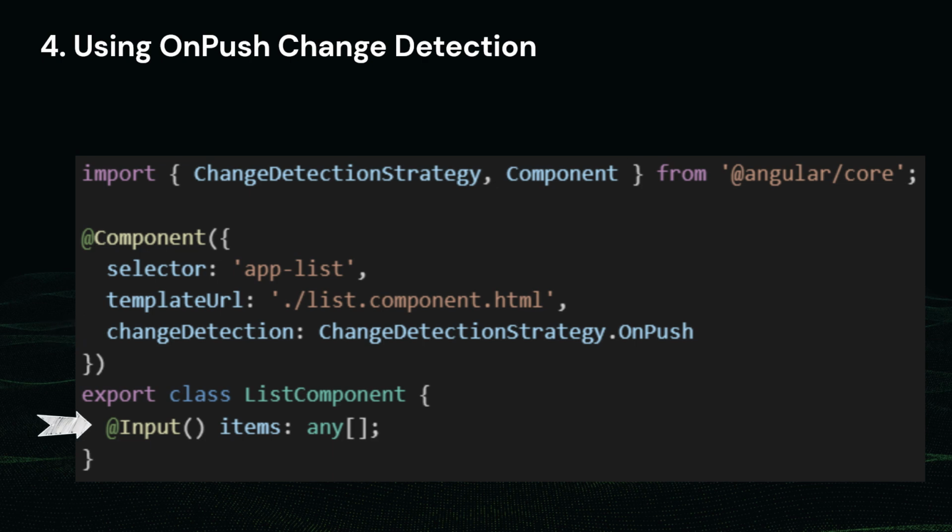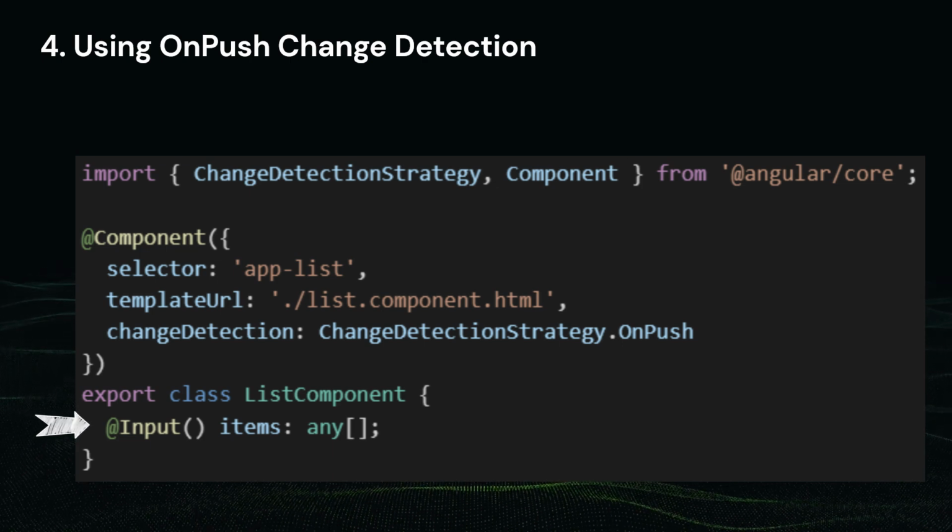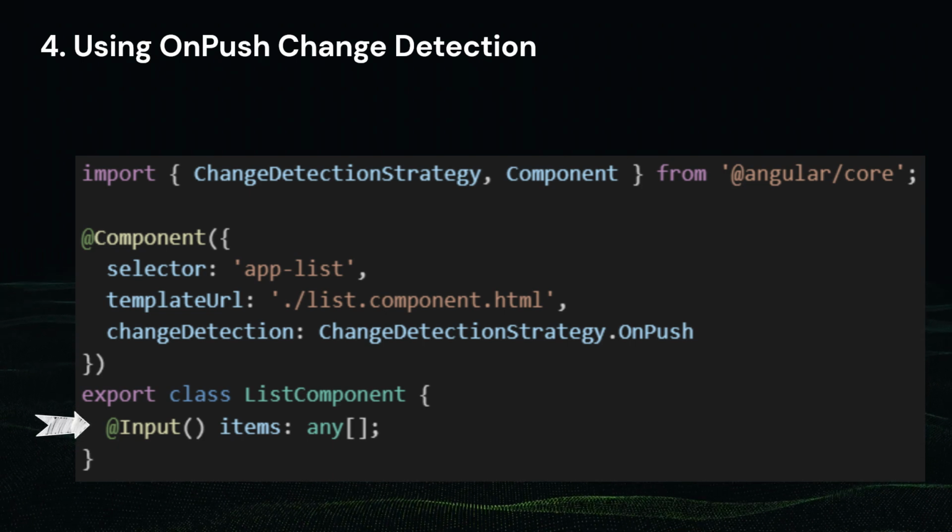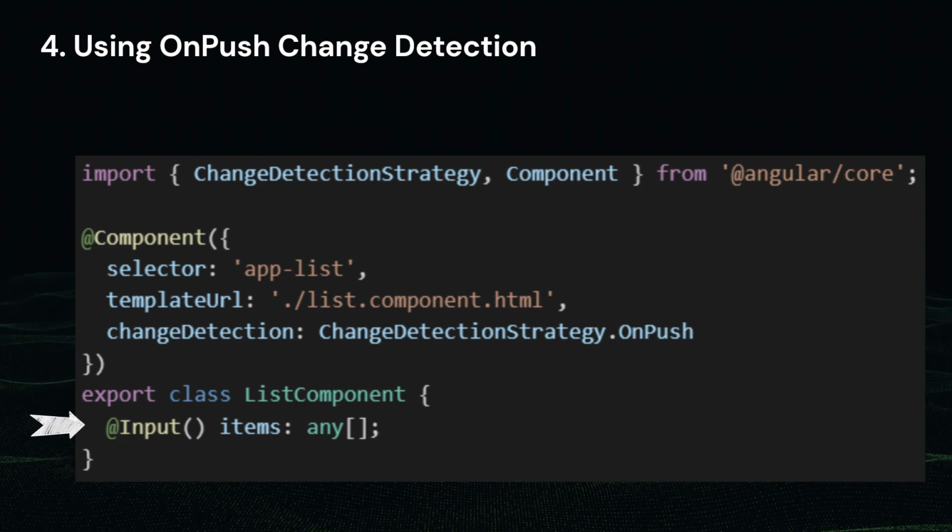The items property is marked with @Input, meaning it receives data from a parent component. Since OnPush is enabled, Angular only checks for updates when the items reference changes, avoiding unnecessary re-renders.